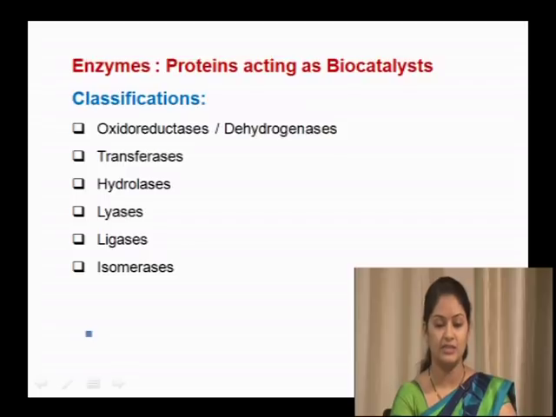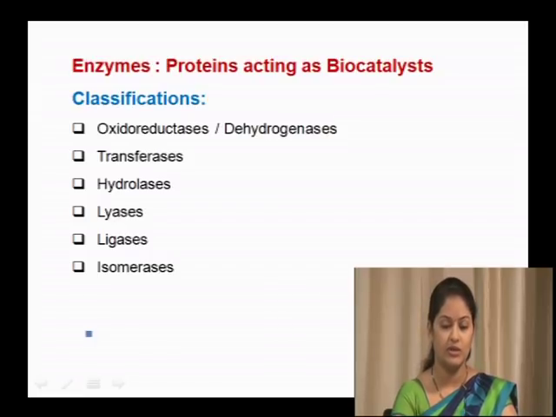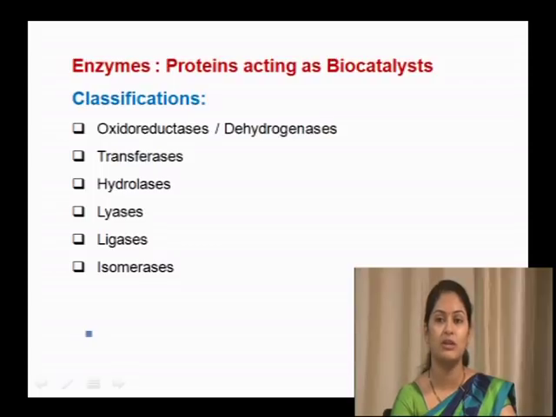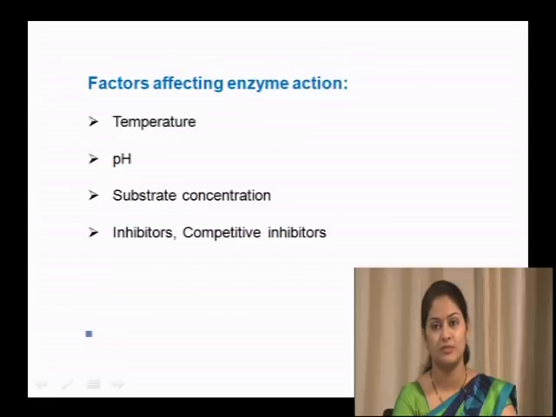Next come enzymes. Enzymes are proteins acting as biocatalysts. They can be classified into the following groups: oxidoreductases, which are referred to as dehydrogenases. The next category is transferases, the third one hydrolases, the fourth lyases, the fifth ligases, and the sixth isomerases. All this categorization is based on the functions carried out by this group of enzymes.